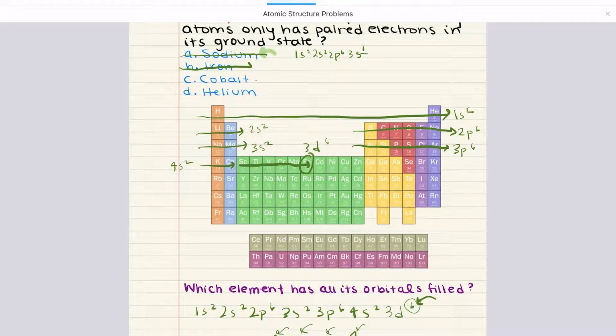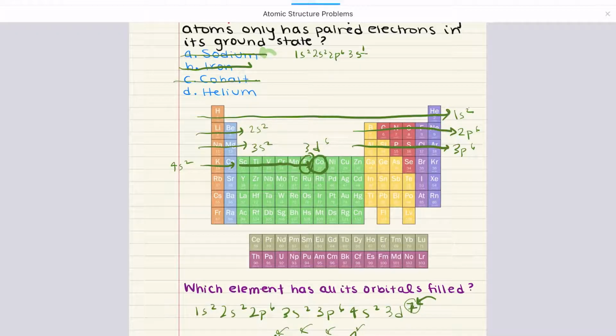Then we have cobalt. Cobalt is right here. It has 1 extra electron than iron. So instead of 3d6, it would have 3d7, and we'd have 1 more electron to put in here. But you notice, again, unpaired electrons here in that 3d orbital. So cobalt isn't the right answer either.